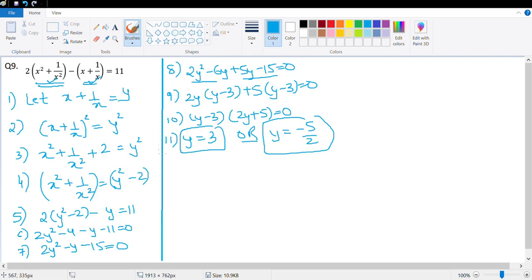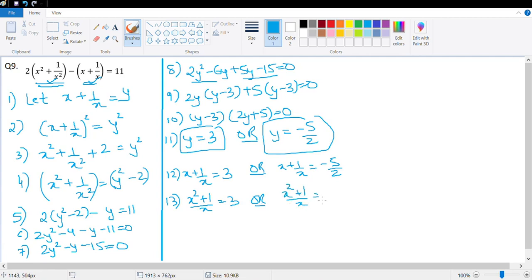Let's put it back in the assumption that we've taken. So the first one is x + 1/x = 3, or x + 1/x = −5/2. Let's take the LCM. We get (x² + 1)/x = 3, or (x² + 1)/x = −5/2. Let's cross multiply. x² + 1 = 3x, or 2(x² + 1) = −5x. Let's bring it on one side.